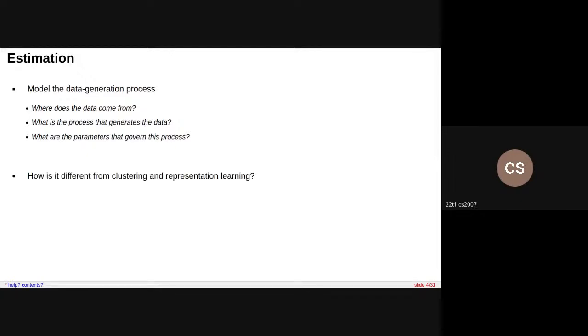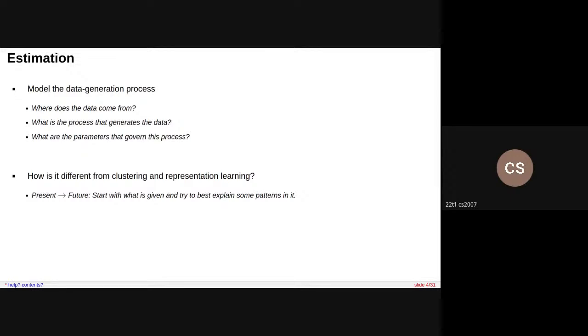Some of you might be wondering how this is different from clustering and representation learning that we have seen so far. One way to understand it is that we move from the present to the future in the case of clustering and representation learning, which means that you start with some data set and that is it, right?